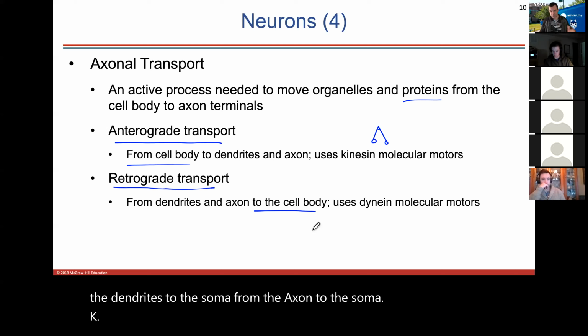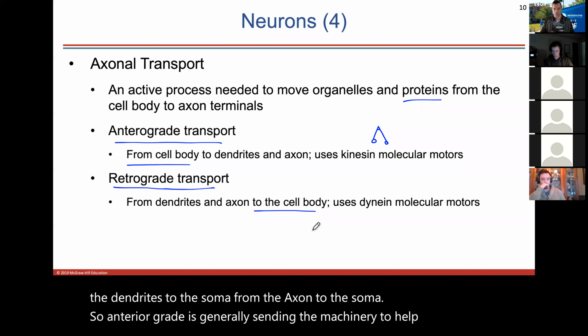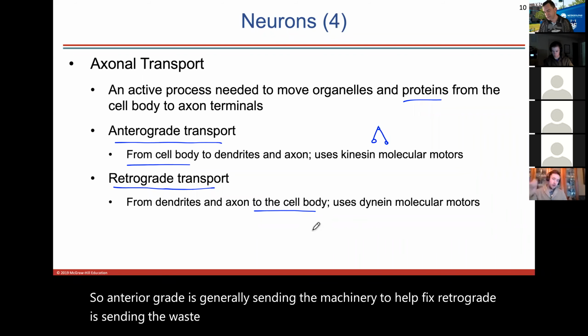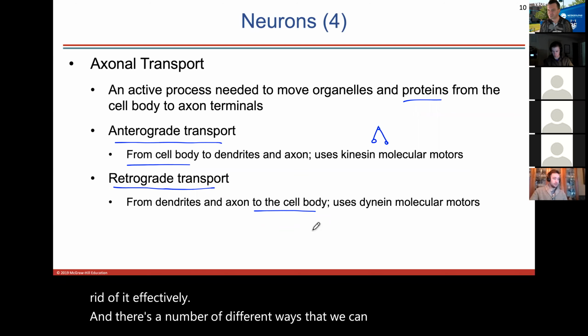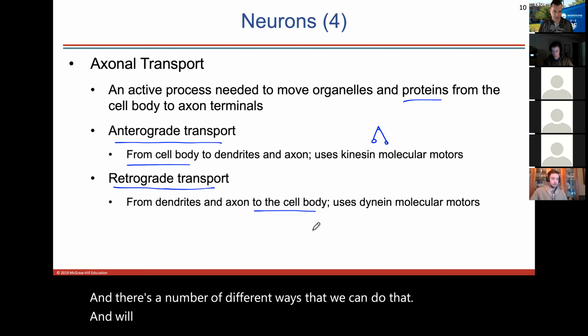So anterograde is generally sending the machinery to help fix. Retrograde is sending the waste back to the nerve cell body so we can get rid of it effectively. And there's a number of different ways that we can do that, and we'll briefly mention one. We're not going to get into that.